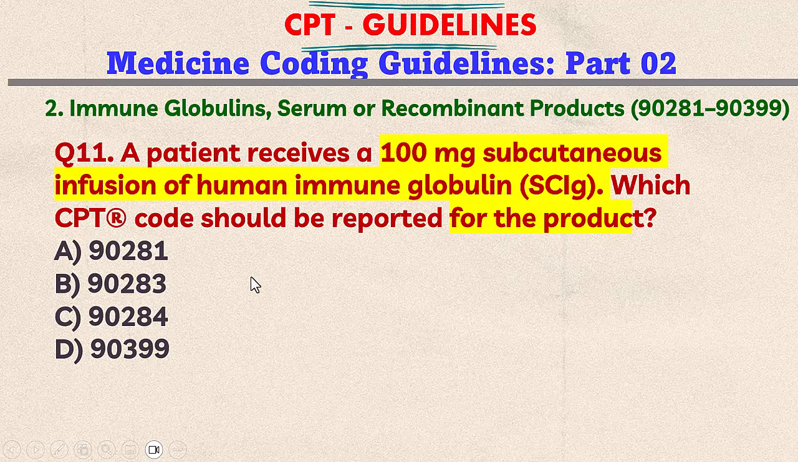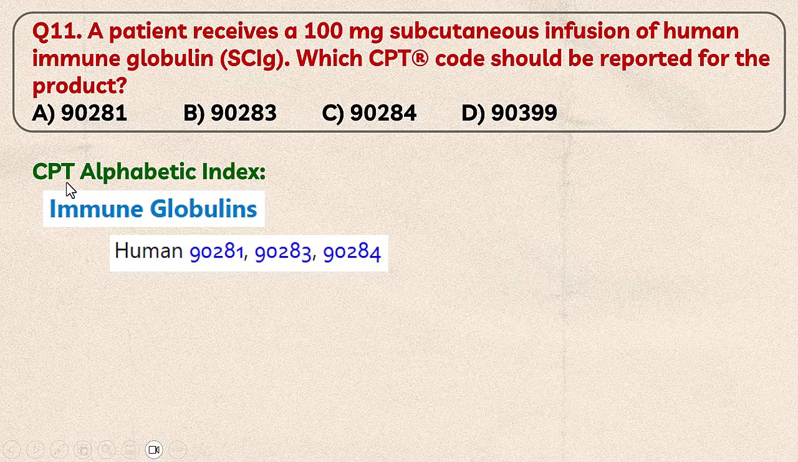But for the learning purpose, let's do it with the CPT Alphabetic Index. So in the CPT Alphabetic Index, search for the main index term, that is immune globulin. This is the immune globulin, and the subterm human. So there are 4 codes available, 90281, 83 and 84. Let's go back to the tabular list and confirm the answer.